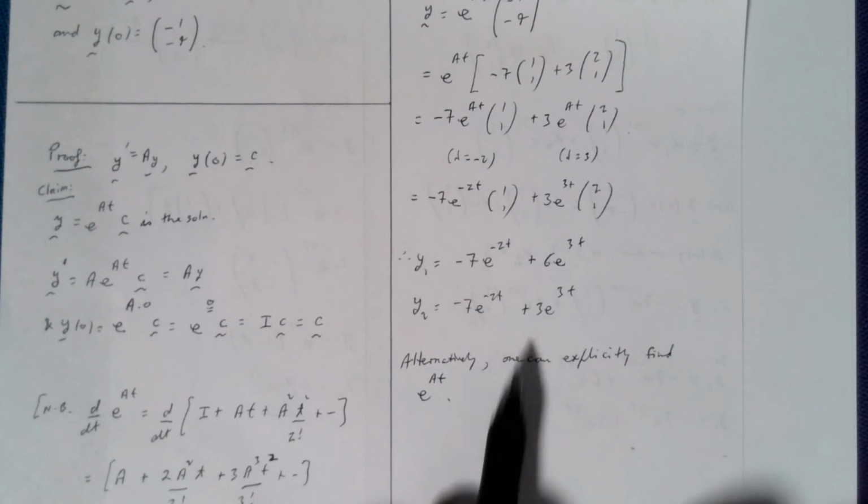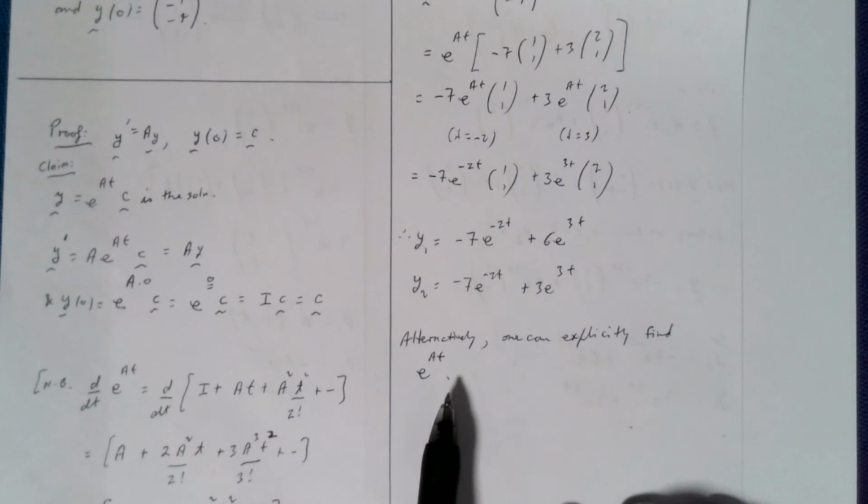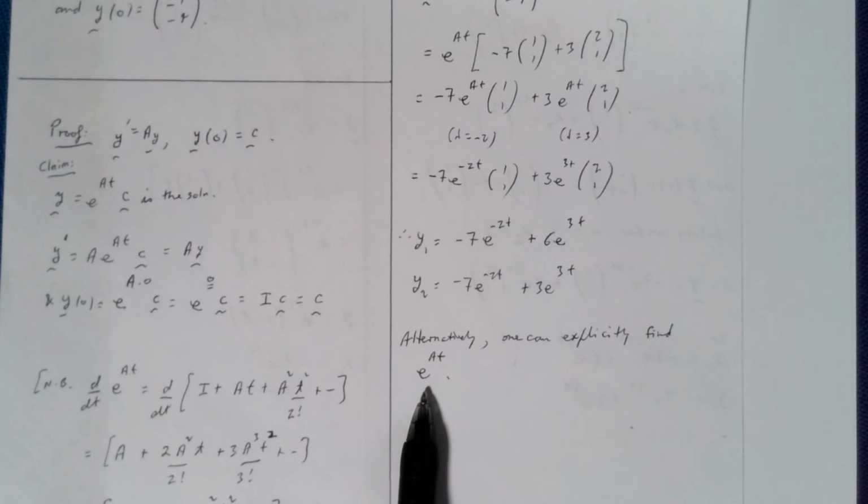Now, alternatively, if you like a little bit of pain, you can work out e to the AT explicitly and then multiply it by the initial condition. I prefer this method of expressing my C vector in terms of eigenvectors and then using our lovely formula that e to the AT times an eigenvector gives you e to the lambda t times that same eigenvector.